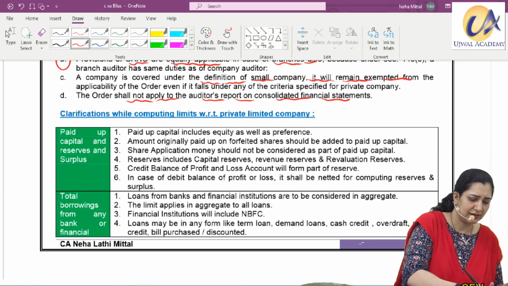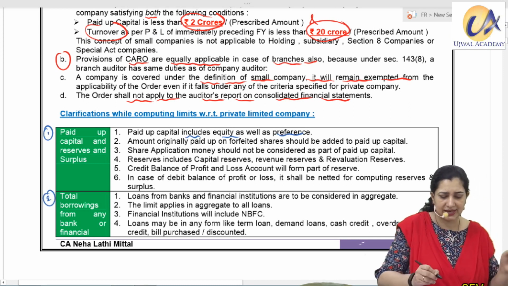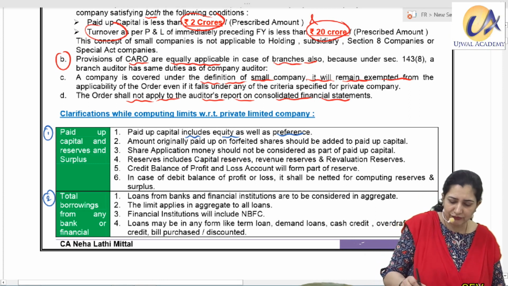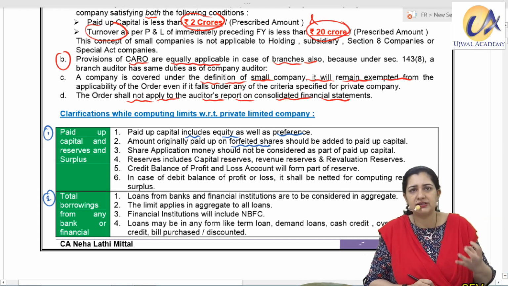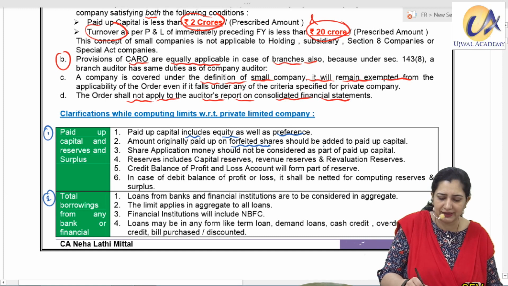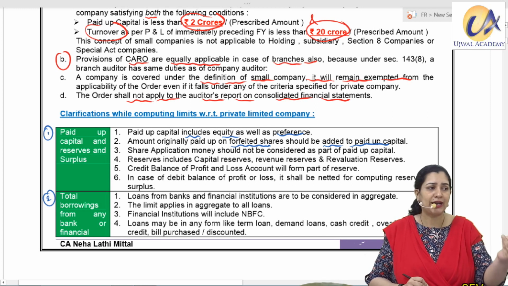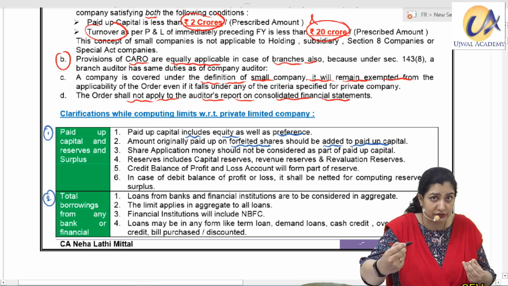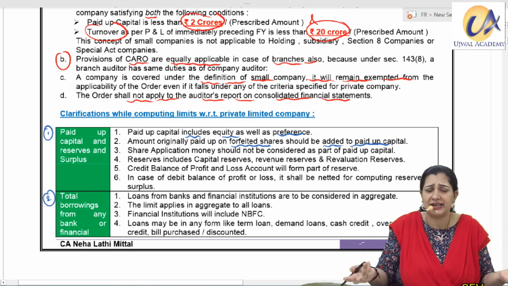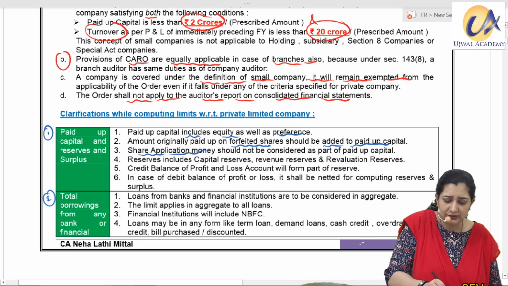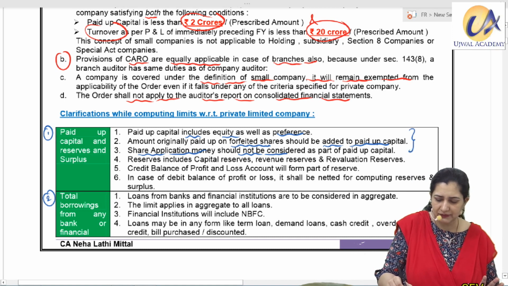The first clarification is for paid up capital. Paid up capital includes equity and preference, as I said. Even forfeited shares, the amount received, is also added to my capital. But what if the company has got application money but has not yet allotted the shares? Should I count that in my share capital? The answer is no, because it's not yet allotted. It's not share capital. So share application money should not be considered. Clear? These three points deal with share capital.